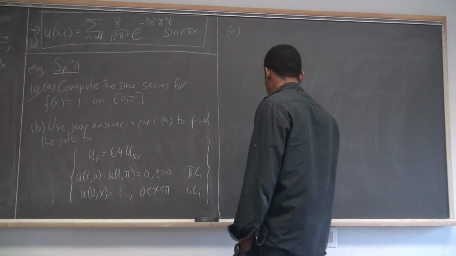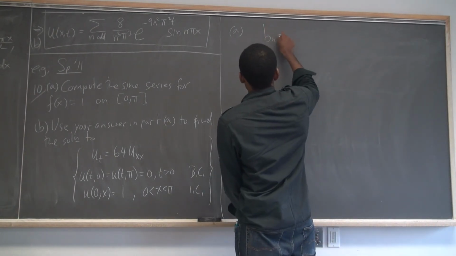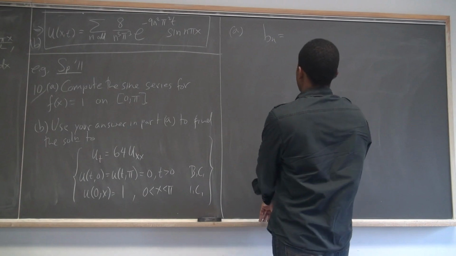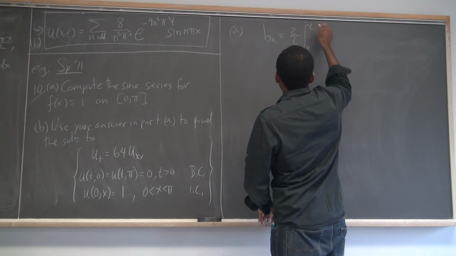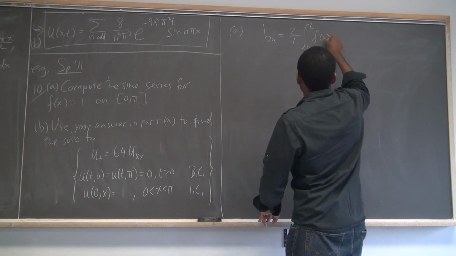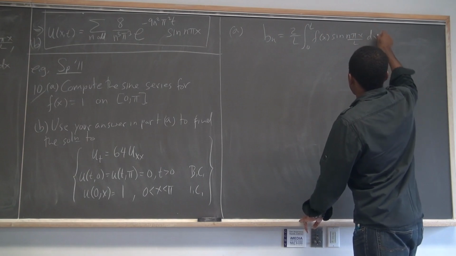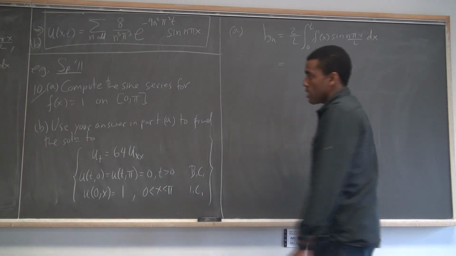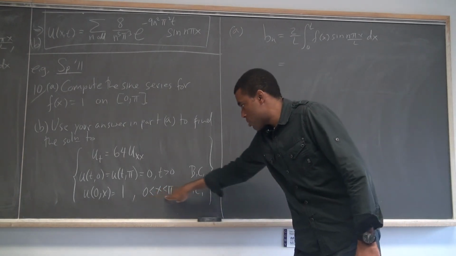How do we find part A? We need to find the bn's. So bn would be equal to 2 over L, integral from 0 to L, f of x sine n pi x over L dx. What's our L here? Pi, because it's always from 0 to L.